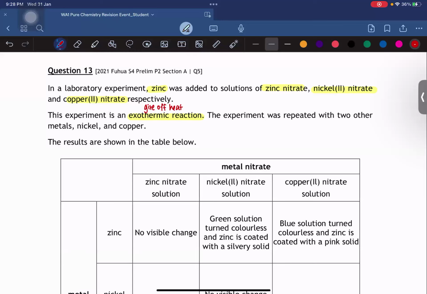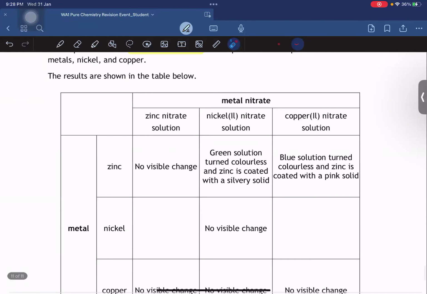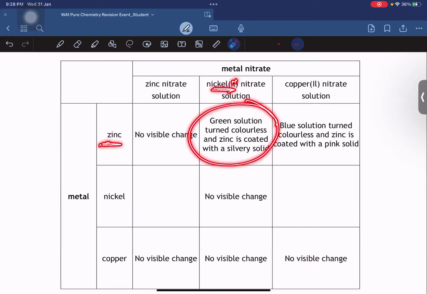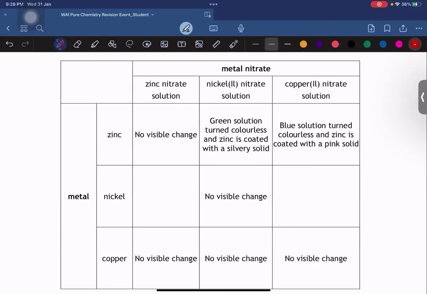Okay. Now, the experiment is repeated with two other metals, guys, nickel and copper. So, guys, if you realize, obviously, I don't test the metal with its own metal salt. No reaction, no reaction, no reaction. Okay? Now, when zinc reacts with nickel, is zinc more reactive than nickel? Yes, because there is a reaction going on, correct? Green solution turns colorless. Zinc is coated with silver solid. So now I know zinc is more reactive than nickel. That's the first clue I have.